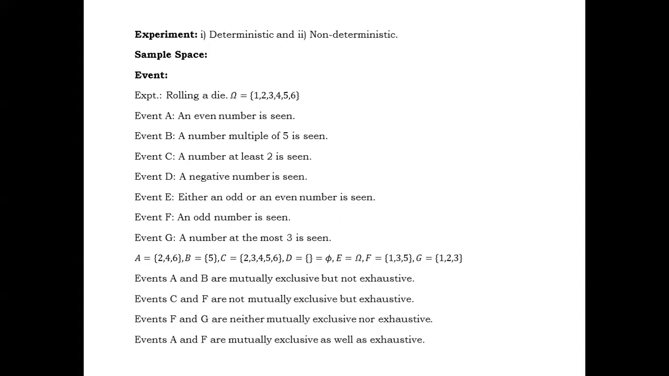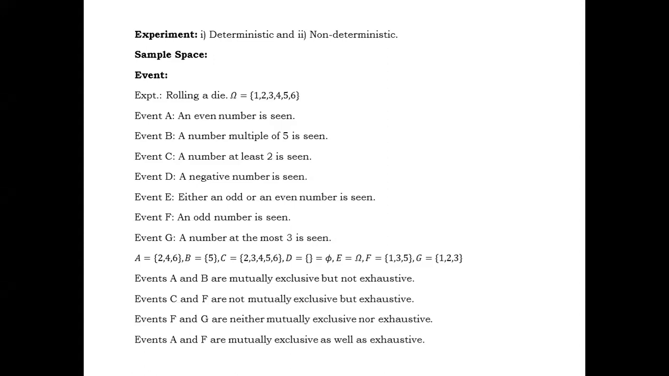So A intersection B is empty, so here A and B are mutually exclusive. Their union is not the sample space, so those are not exhaustive also. C and F, as there must be something common in C and F, at least one element, so those cannot be mutually exclusive. Their union is not the sample space, so those are not exhaustive.